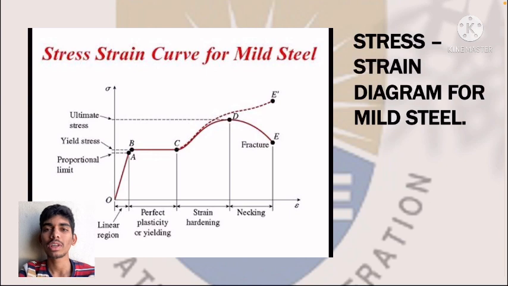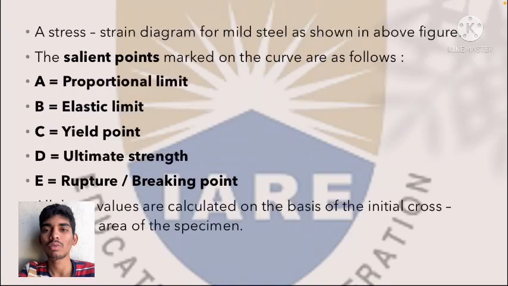If we apply any further stress, then the material will start breaking. We can observe in the graph that if more load is applied beyond the point D, it starts breaking, and point E is the point of breaking. A stress strain diagram for mild steel is shown in the above figure, where some important points marked on the curve are as follows: A, proportionality limit; B, elastic limit; C, yield point; D, ultimate strength; E, rupture or breaking point.